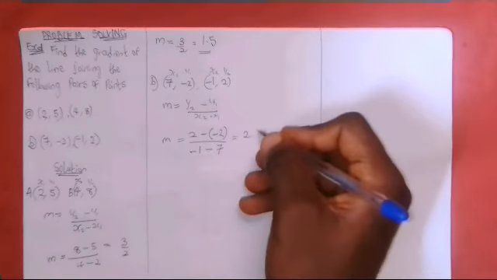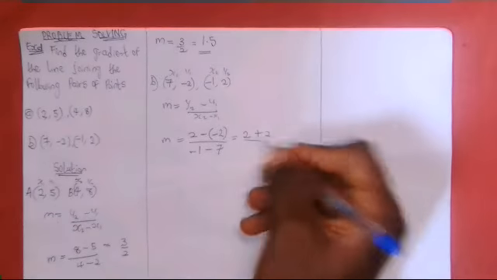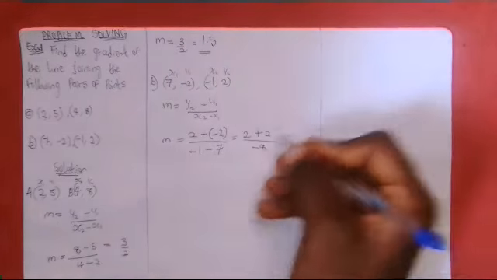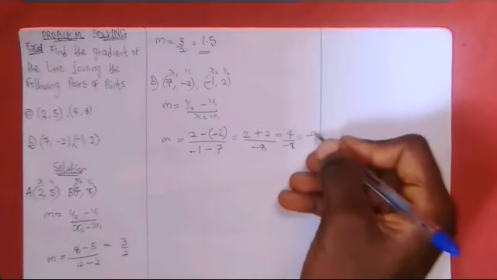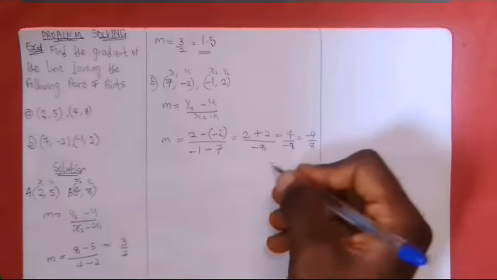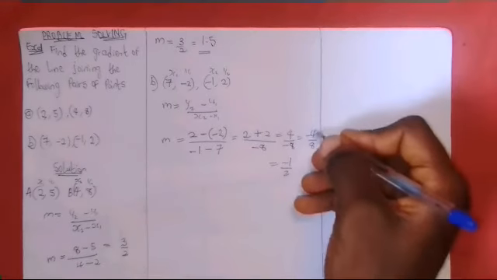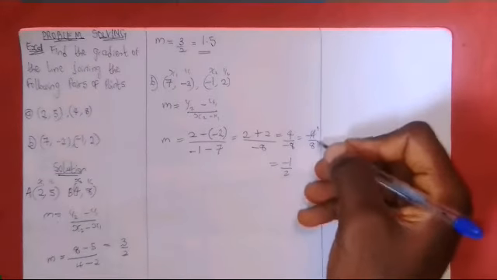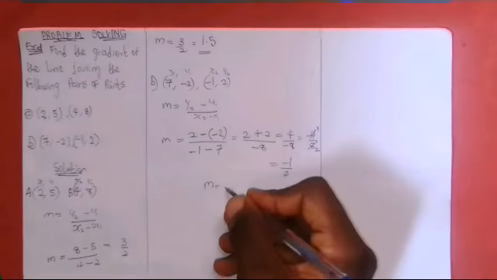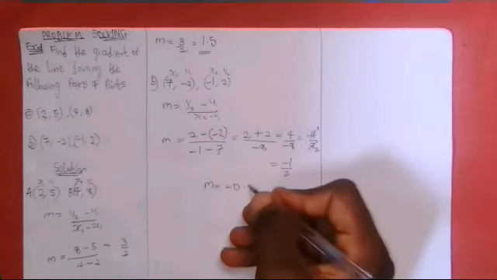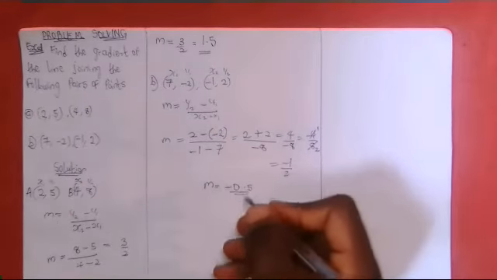So it becomes 2 plus 2 over minus 8. Then this becomes 4 over minus 8, or minus 4 over 8, which finally gives us minus 1 over 2, because 4 will go here to give you 1 and 4 goes here to give you 2. So the gradient is negative, meaning that it is minus 0.5. So that solves this one.